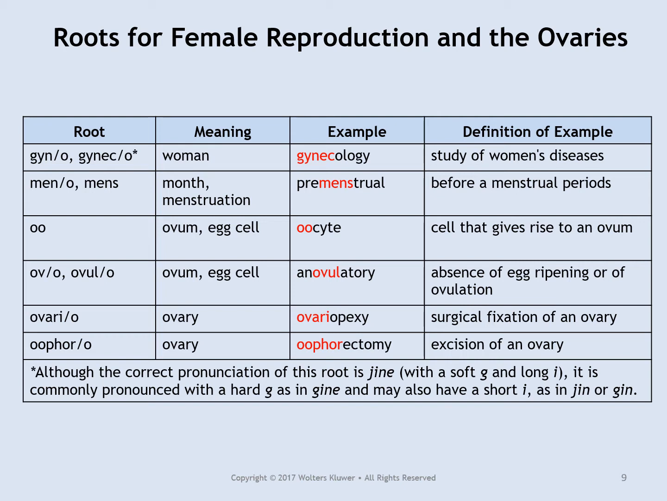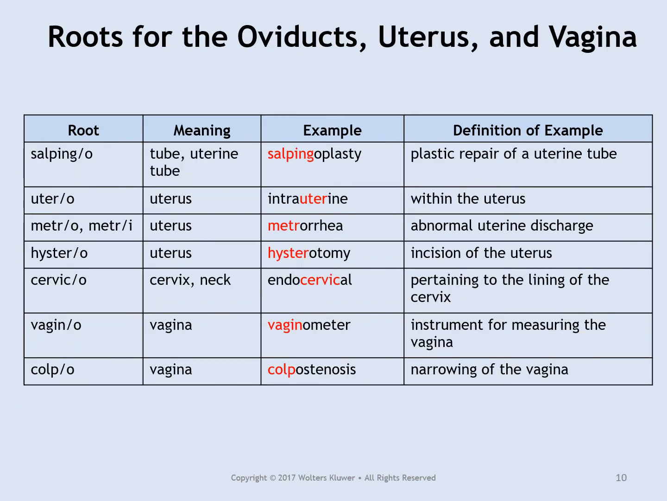Okay, here are the roots associated with the female reproductive system. Anytime you see OO, you're looking at ovum or eggs. Salping, the root, you're looking at the uterine tube.